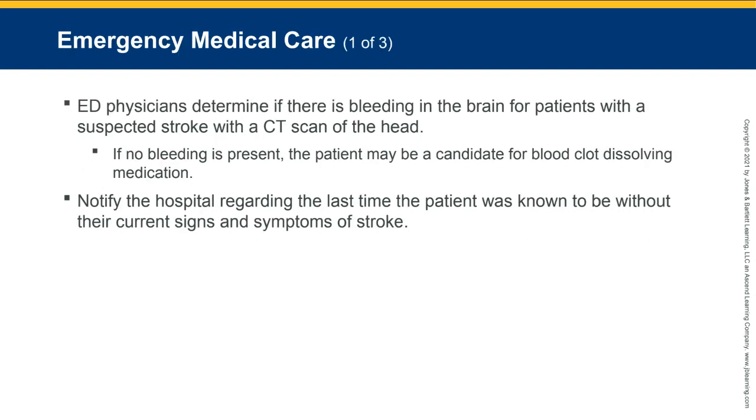Now, emergency medical care. The ED physicians determine if there is bleeding in the brain for patients with suspected stroke with a CT scan of the head. If no bleeding is present, then the patient may be a candidate for clot dissolving medication, thrombolytic therapy. Notify the hospital regarding the last time the patient was known to be without their current signs and symptoms of stroke. So the last time that the patient was seen normal is very important.